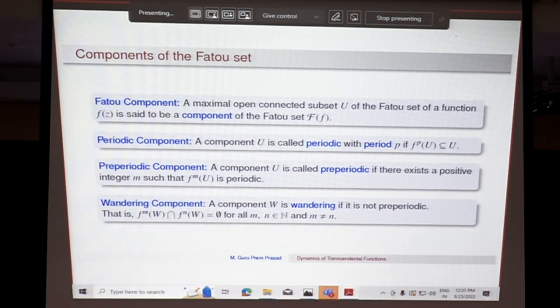Okay. So for the Fatou set, these are the situations: either the component is periodic, or it becomes eventually periodic, or it never becomes periodic. These are the three possibilities. The never periodic case is basically wandering. This is a much more complicated case.